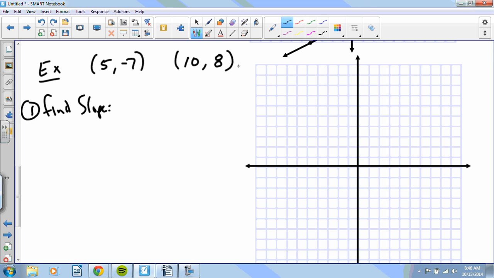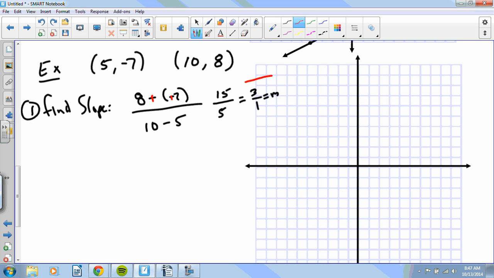Well, that's just your slope formula: 8 minus -7 all over 10 minus 5. Again, watch your signs. Be careful of those. 8 minus -7 becomes 8 plus 7. That's 15. 10 minus 5 is 5. If I reduce that, that's 3 over 1. That's equal to m. I now have my slope.